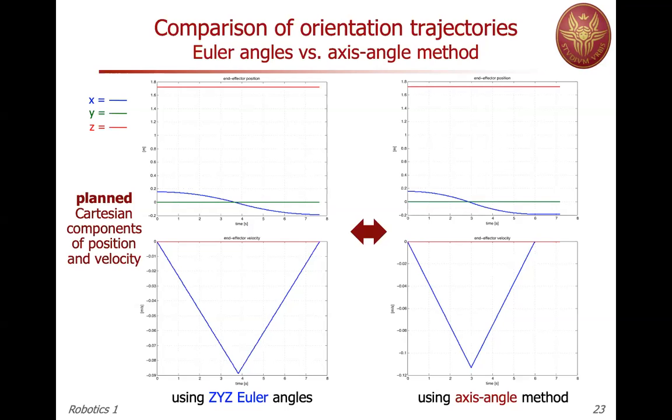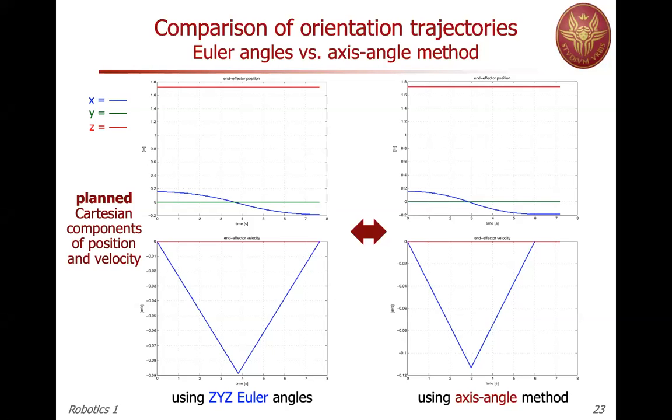Now, this is a comparison of, well, the full trajectory. So this is the linear part, in fact. On the left-hand side is the Cartesian component of position and velocity. And you can see that there are no apparent changes because the positional part is executed in the same way. However, if you look carefully, there is a difference. So on top, you will see the x, y, z component. And in fact, you see only a motion in the x direction. So the green y and the red z value will stay constant.